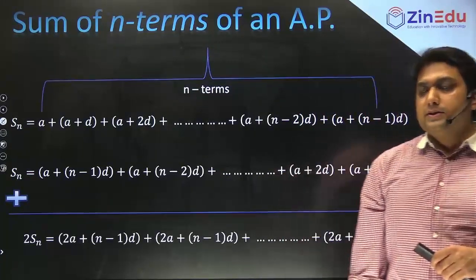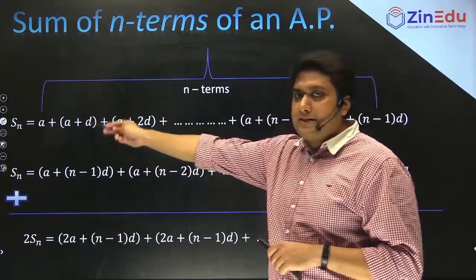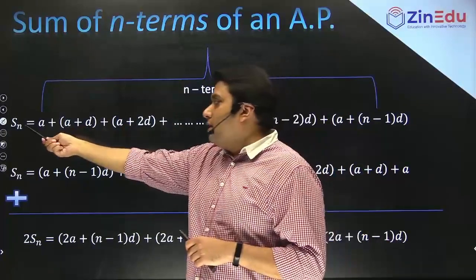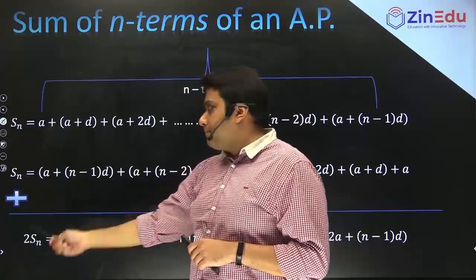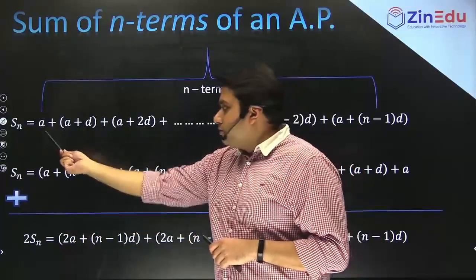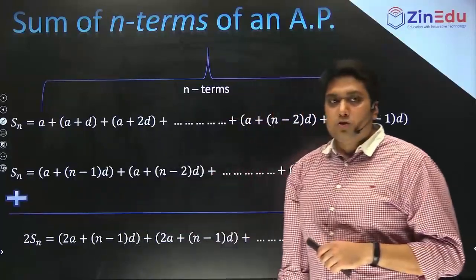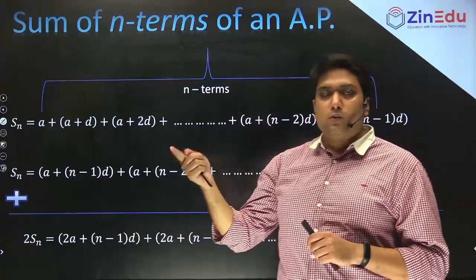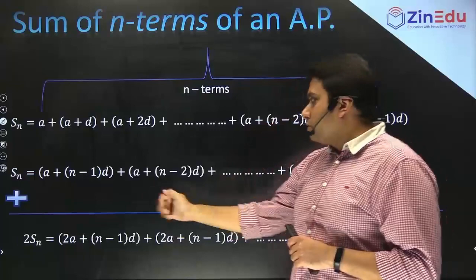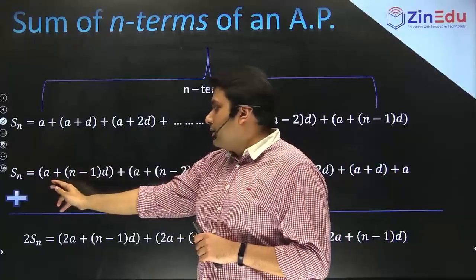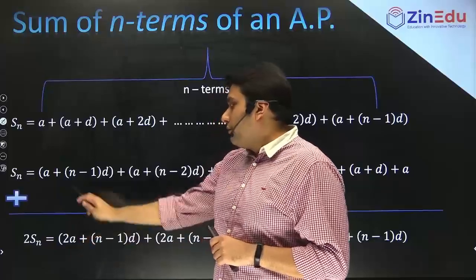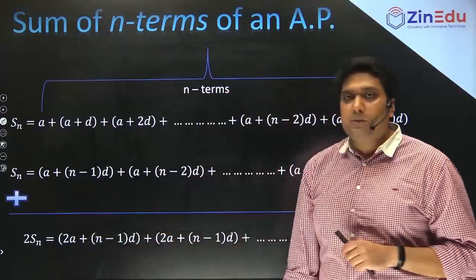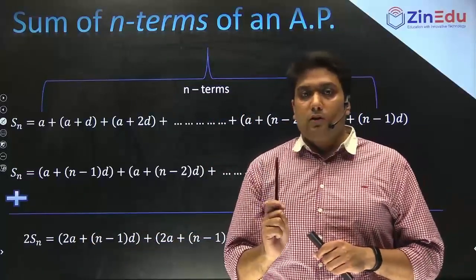So what we'll get is twice of Sn, since Sn and Sn get added on the LHS. Now look at the first term of both the sequences. This is A plus n minus 1 into D, so we are getting twice of A plus n minus 1 into D. This will be the first term of the result.